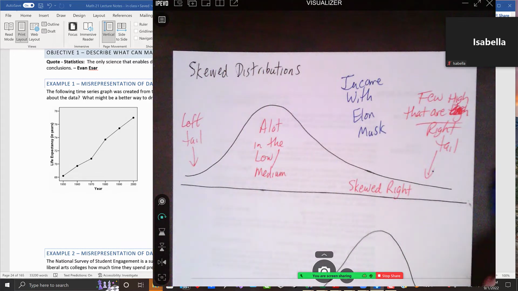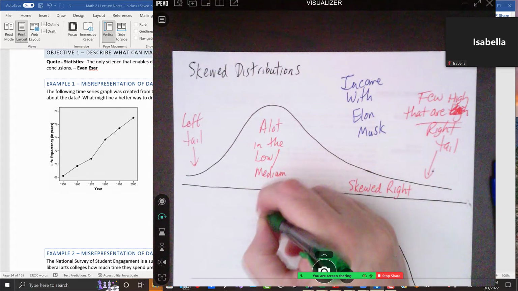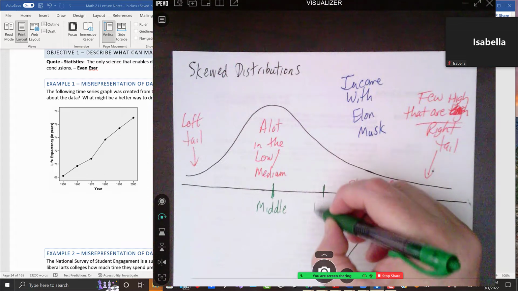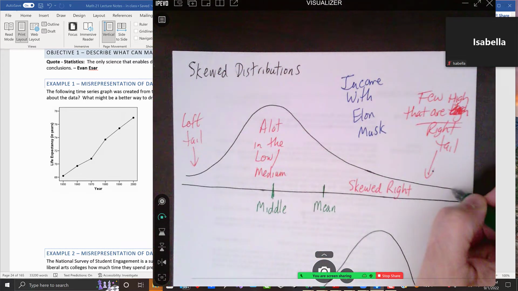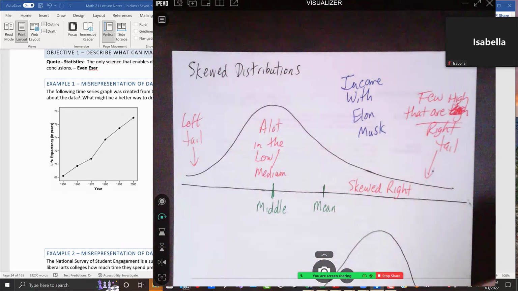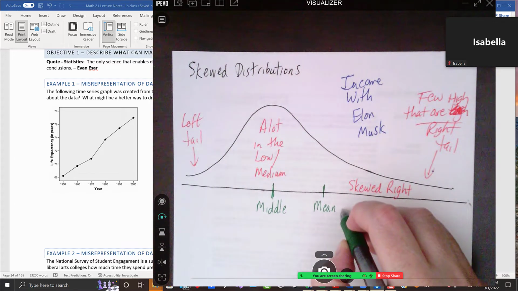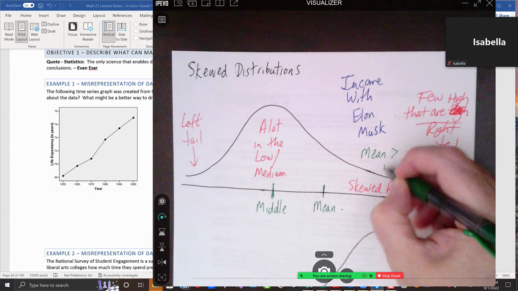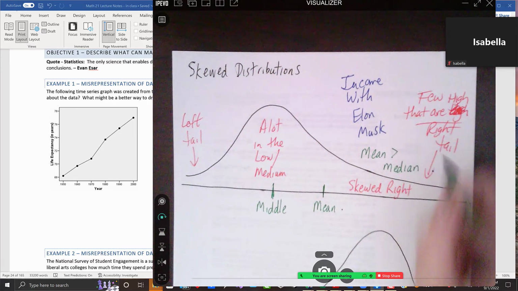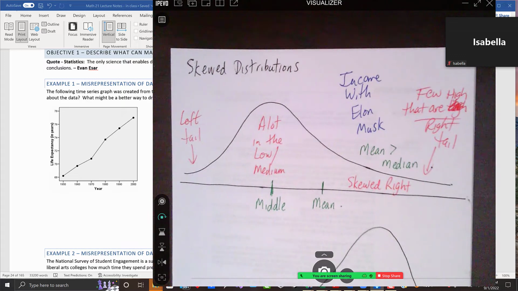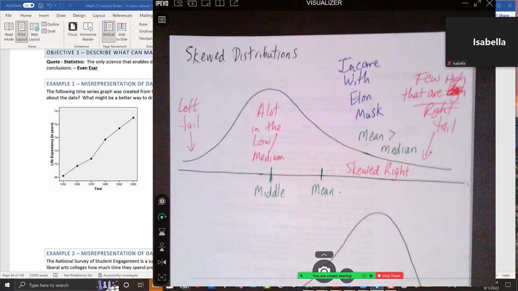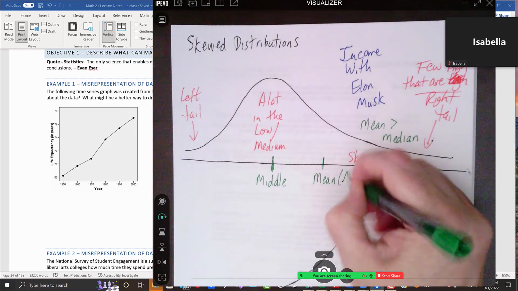So where the middle is way over here, the mean gets shifted to the right. And the bigger this value, the longer that tail is, the farther right the mean is. This means the mean is larger than the median. Mean is greater than median. We'll talk about this again when we start chapter 3. I will remind you, because that's when we start calculating mean and median, mean or average.